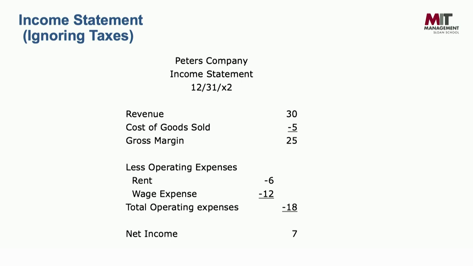We've got our gross margin or gross profit, which is revenue minus cost of goods sold. We've got our rent expense and we've got our wage expense. We've got net income of 7. So just check over this to make sure that you're comfortable that this is the income statement.